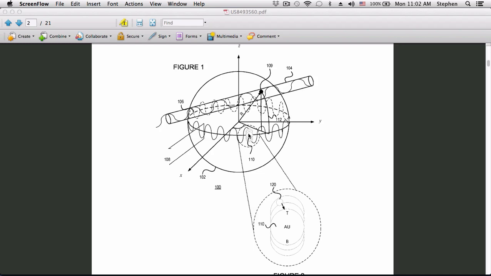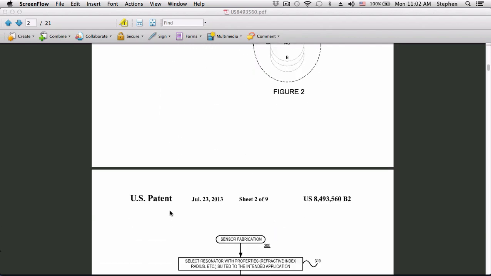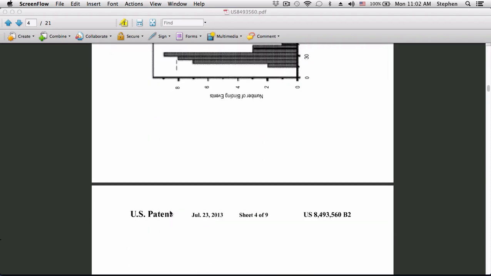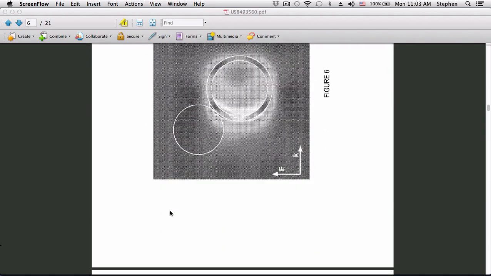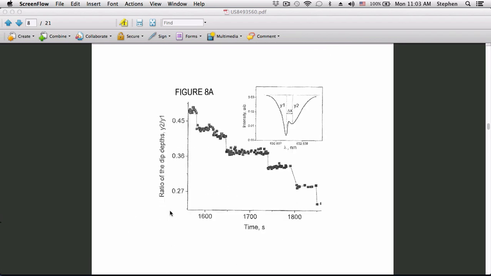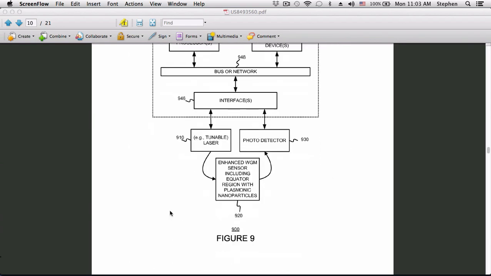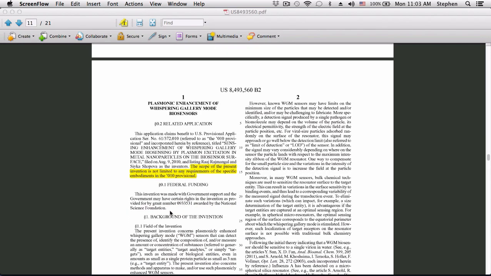So here it's shown as this object on the surface. I like to call it a plasmonic epitope. It's a particle that sticks out from the surface of the microcavity, here shown as a spherical microcavity. And here is this diagram showing this nanoparticle coming to a gold nanoparticle. First, I'd like to say that the patent is loaded with data which proves the effect. This data was taken in 2010.